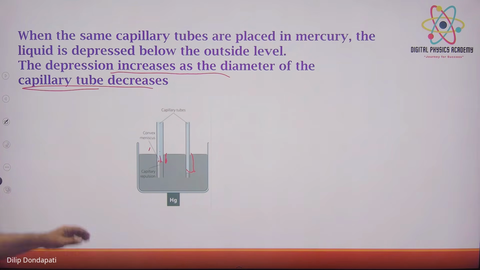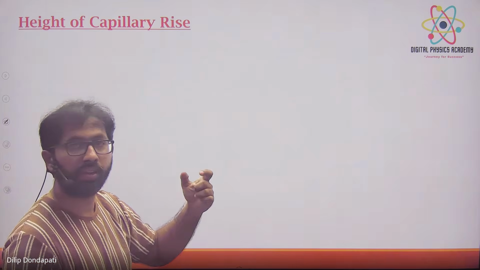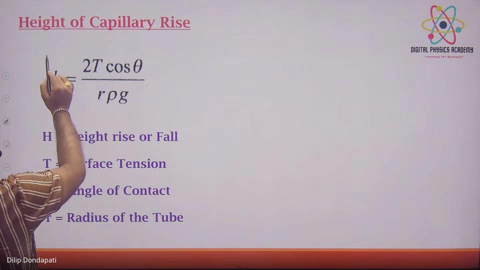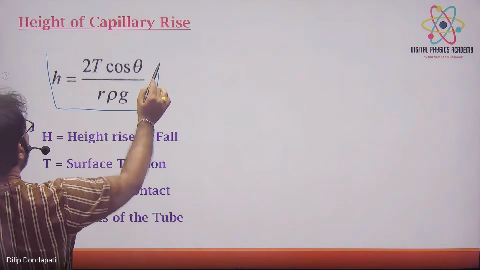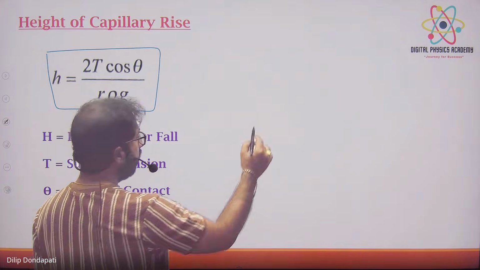Okay, height of the capillary rise. That height formula we are learning. Okay, height का formula है simply h is 2t cos theta by r rho g. Very important. 2t cos theta by r rho g.